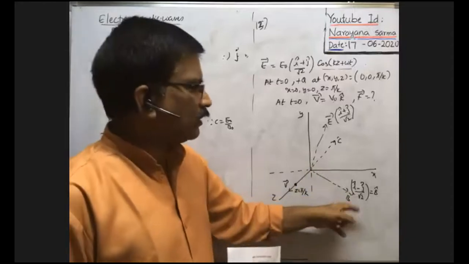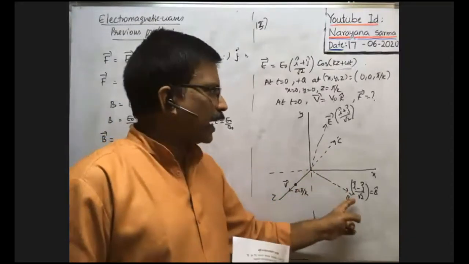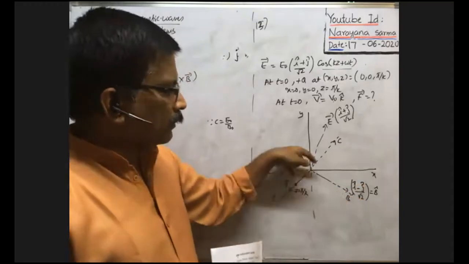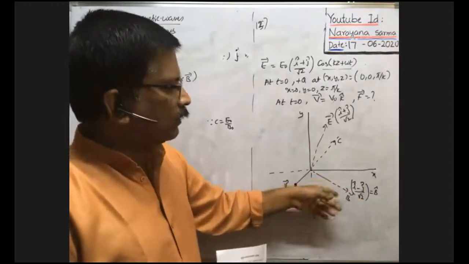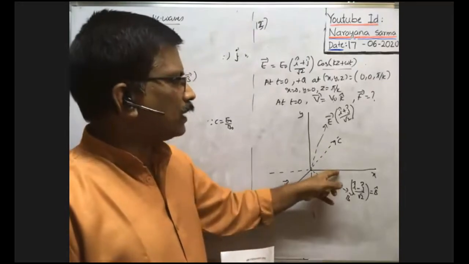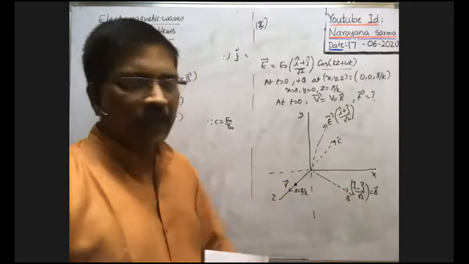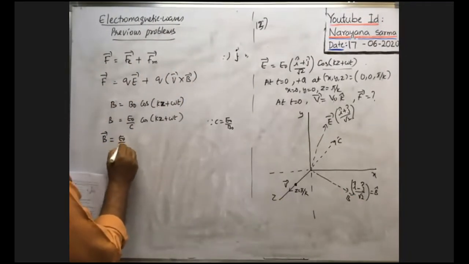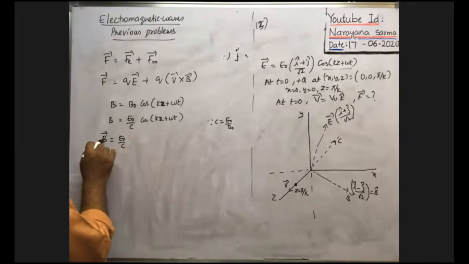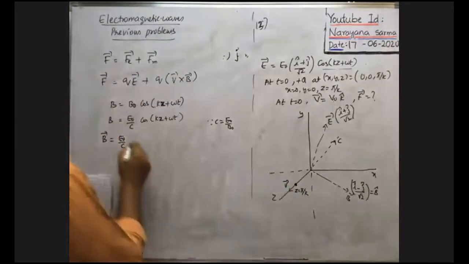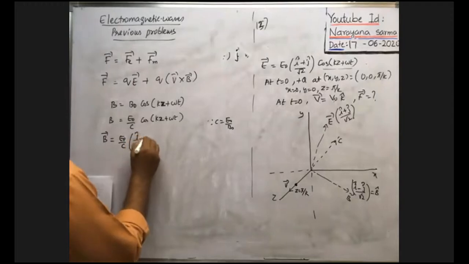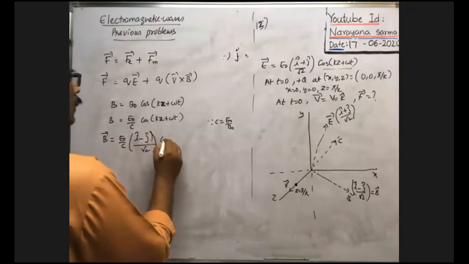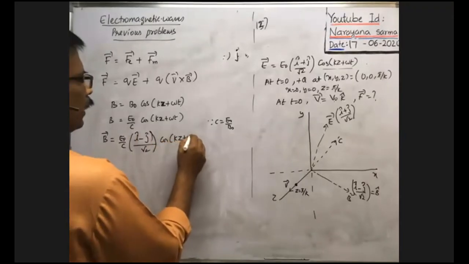So the unit vector along the direction of the magnetic field is equal to (i cap minus j cap) by root 2, because it is in the fourth quadrant, where the Y coordinate is negative and the X coordinate is positive. That's why we have to write (i cap minus j cap) by root 2. Okay, therefore, B bar is equal to E naught by C into the unit vector along the direction of B bar, which is (i cap minus j cap) by root 2, into cos (Kz plus omega t).